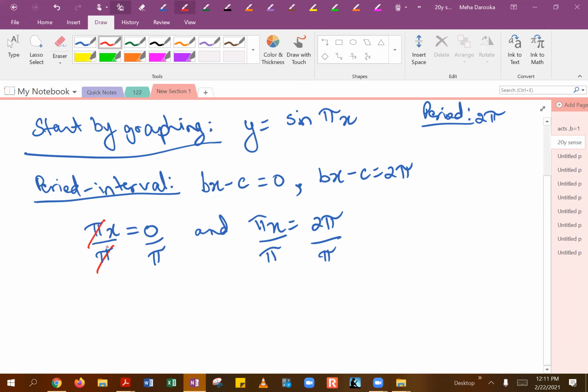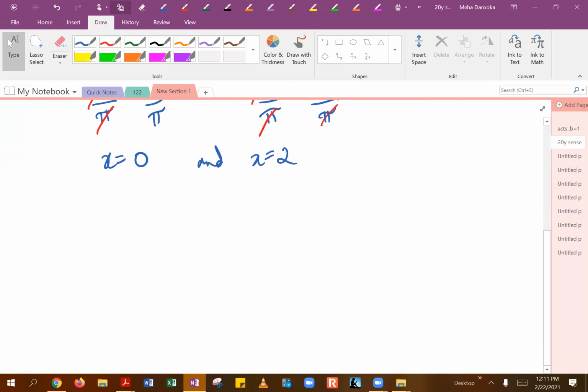And then this cancels out, this cancels out. Same thing, division. You have 0 divided by pi, which comes out to be 0. On this side, you have pi on the top, pi on the bottom. So yes, very nice, Abdul Aziz. You go from 0 to 2. Remember, that is your period interval.